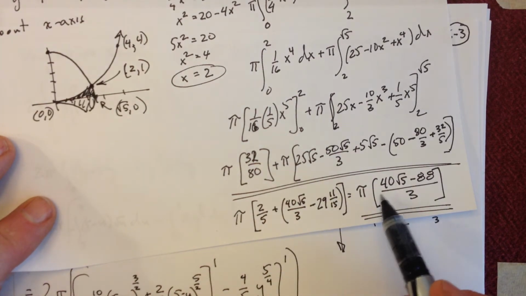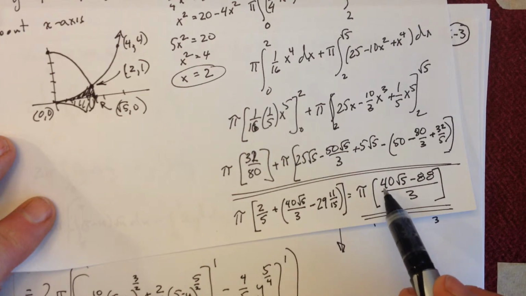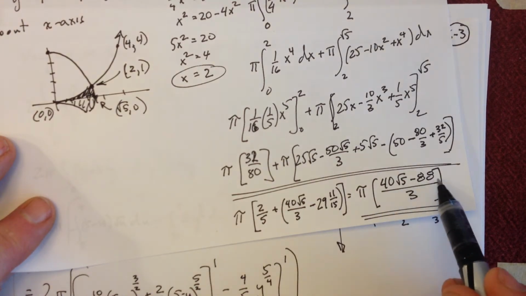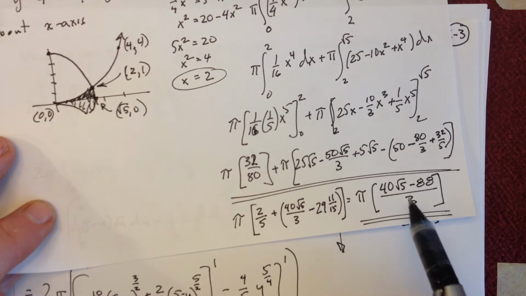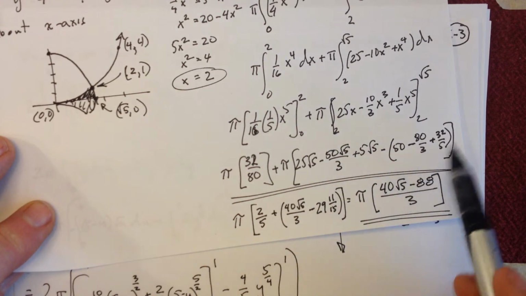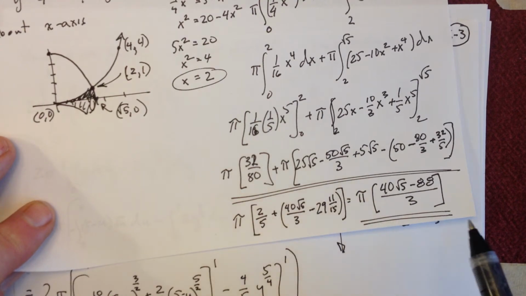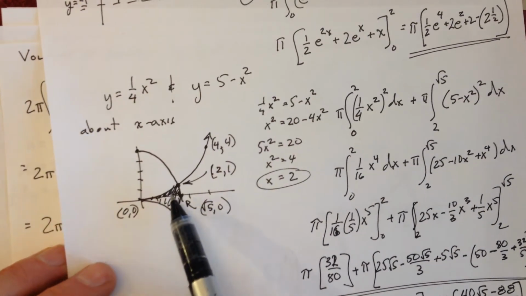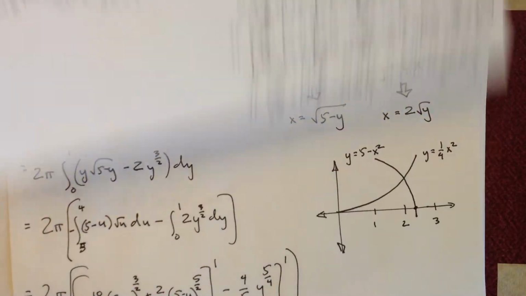You can look at the work there. It winds up being pi times 40 radical 5 minus 88 over 3. That's the exact answer. The radical 5 bits combine, and the thirds kind of canceled out a little bit, and I got that. So now we can do this using our new technique, our cylinders method.